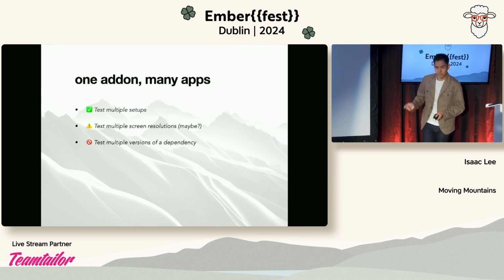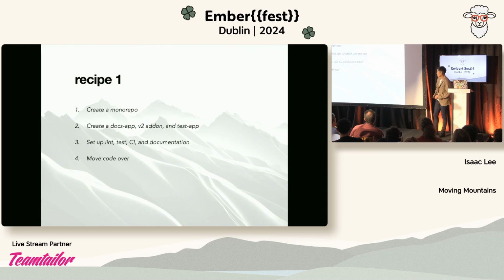What you don't want to do is to create multiple apps to test multiple versions of a dependency, because for that, we can simply use Ember Try. In summary, to move just one add-on, you create a monorepo, then create 3 packages, a docs app, test app, and a V2 add-on. What I completely ignored is how to configure linters, test suite, CI, and documentation files like README and changelog. Step 3 can be the most difficult, especially if you're new to maintaining projects.